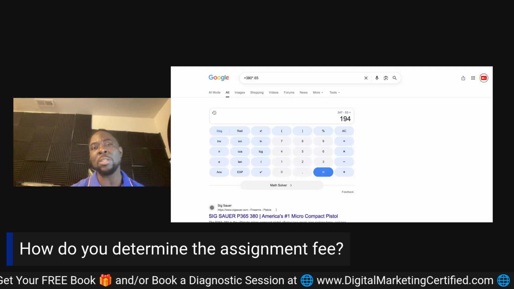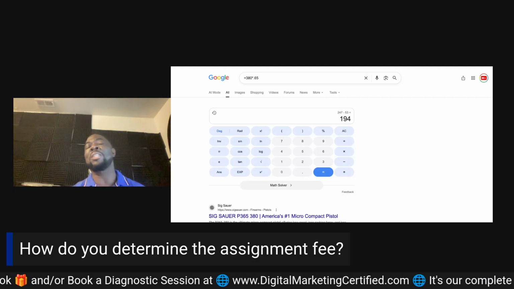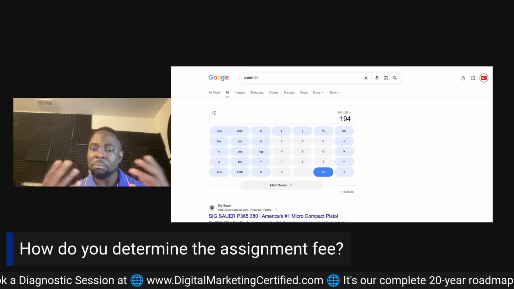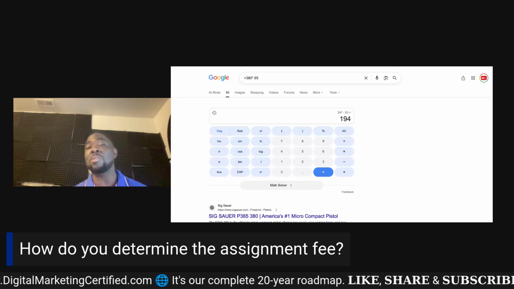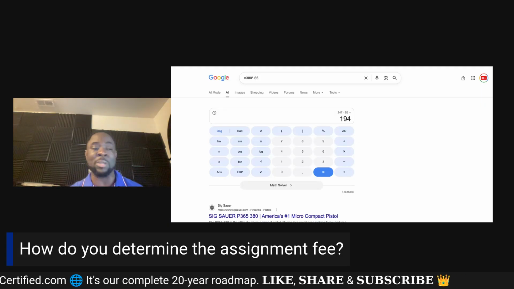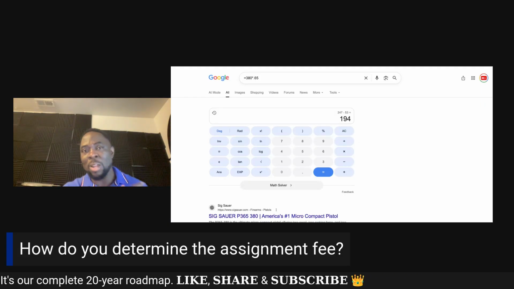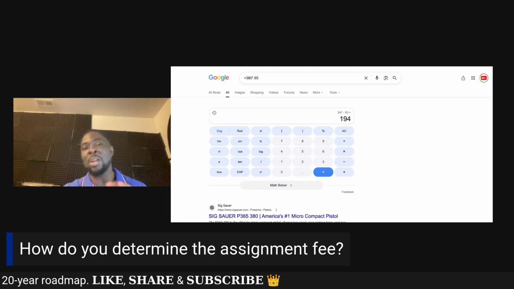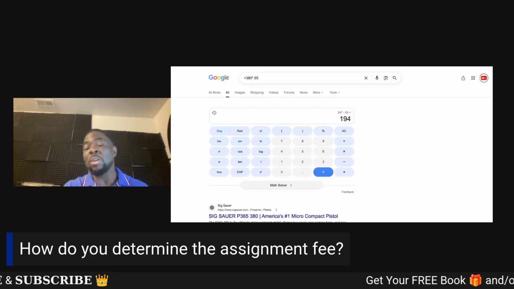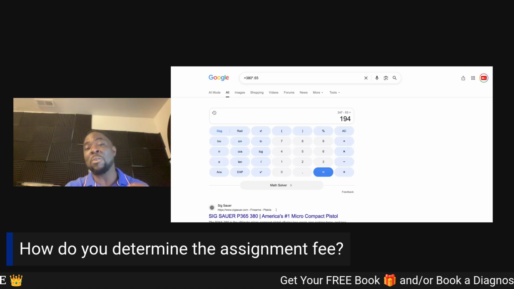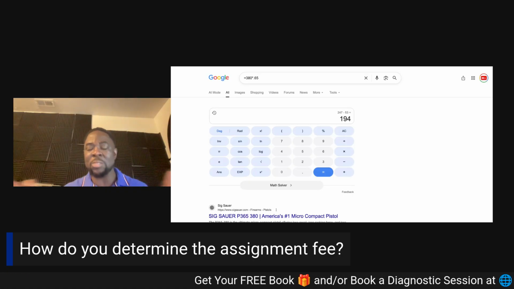But I know what the question is, right? The question is, how do you determine the assignment fee? So we have $194,000. Now the thing is, you generally want to avoid putting percentages on it, because that's what realtors do, and you're not doing the job of a realtor, because you're not going to be representing their interest. You are there as an investor, for the interest of maximizing profits, right?